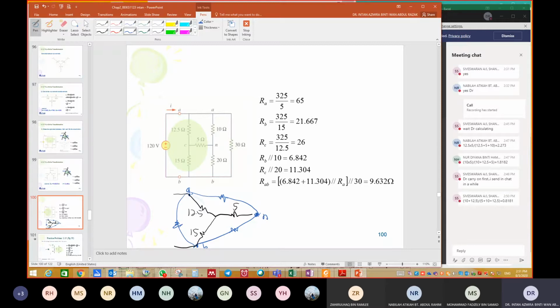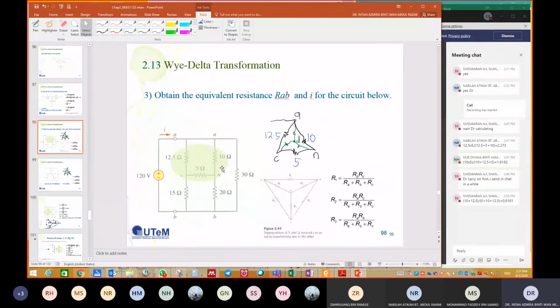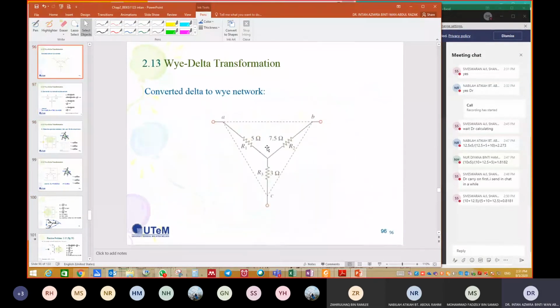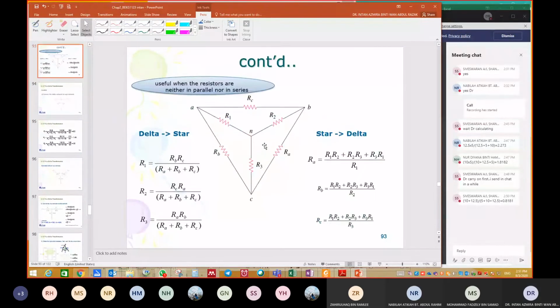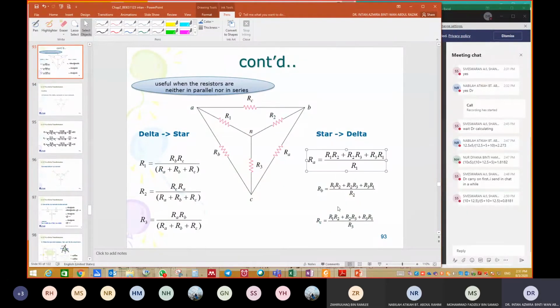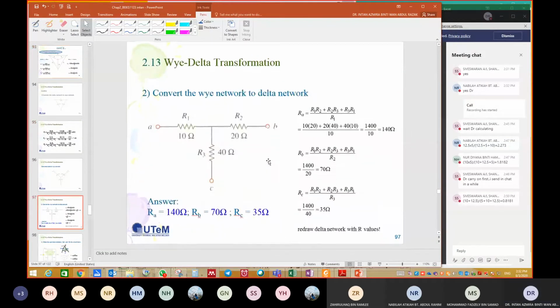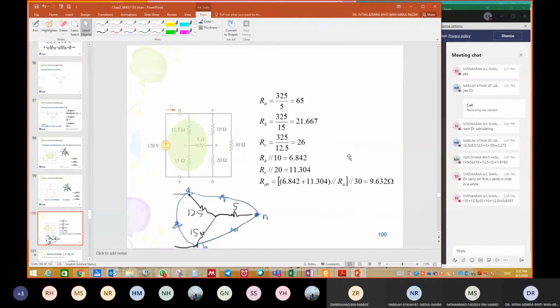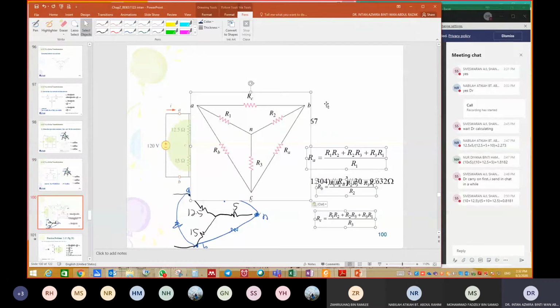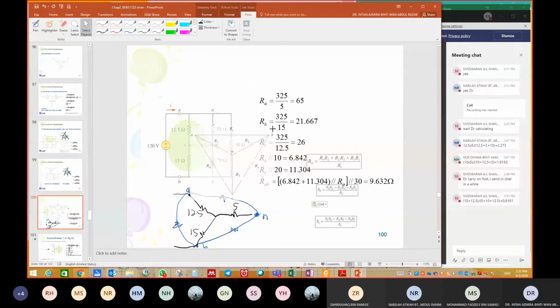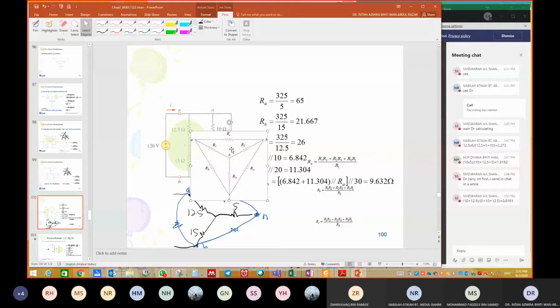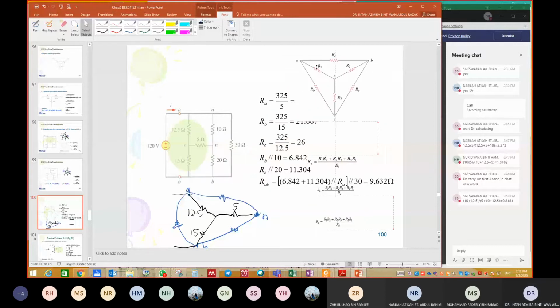Now please get the R here, here and here. So how to convert Y to delta? This is Y to delta. Please try, class.